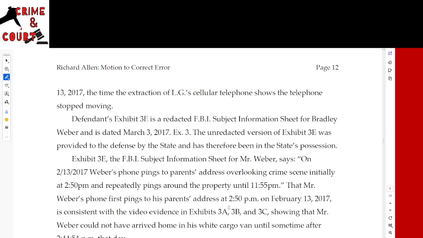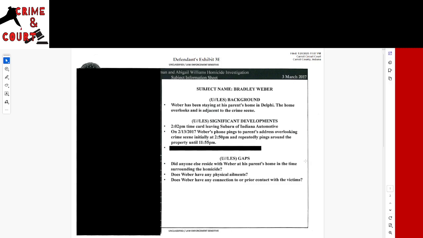Defendant's Exhibit 3E is a redacted FBI subject information sheet for Bradley Weber and is dated March 3rd, 2017. Exhibit 3, the unredacted version of Exhibit 3E, was provided to the defense by the state and was therefore seen in the state's possession. So let's go take a look at this. This says, unclassified, subject name Bradley Weber. Background: Weber has been staying at his parents' home in Delphi. The home overlooks and is adjacent to the crime scene. Let me repeat that. He's staying at his parents' home, living in a home that overlooks and is adjacent to the crime scene.